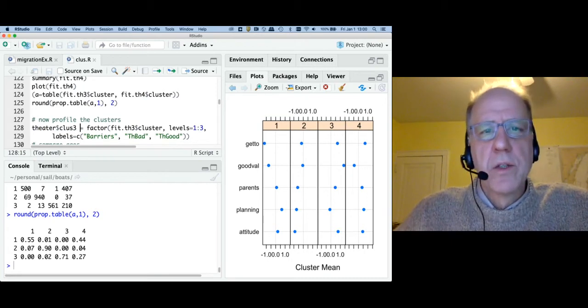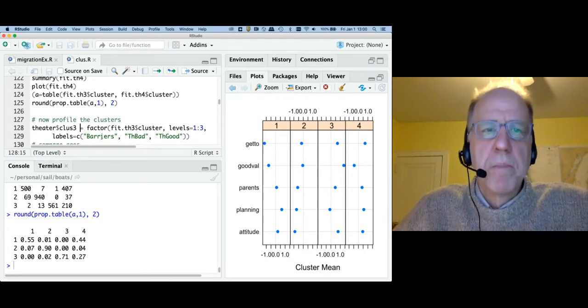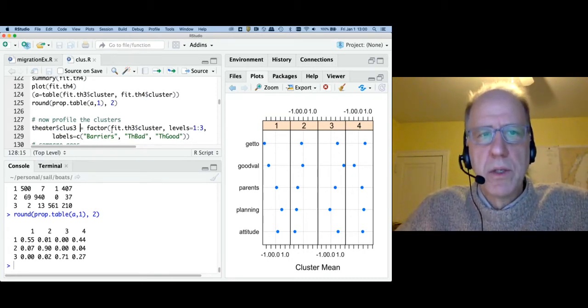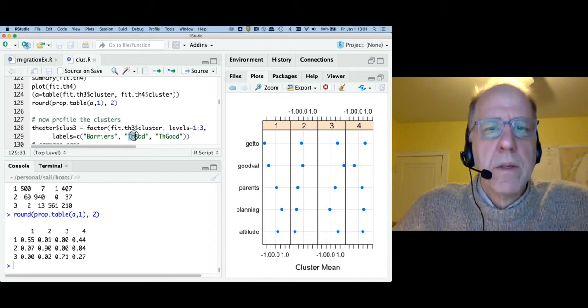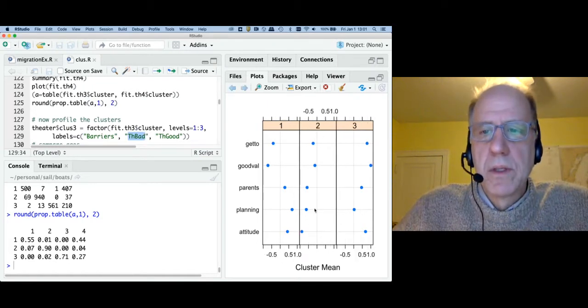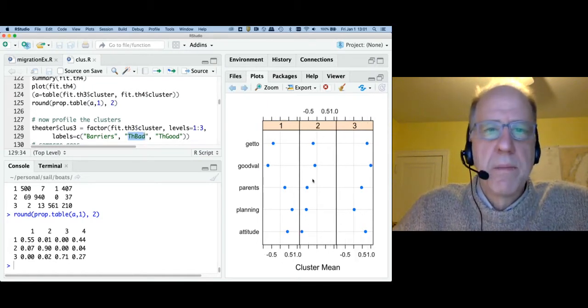One thing I like to do is to assign some meaningful names to these clusters. So I'm going to make a factor variable. The first cluster, let's just call those the barrier group. TH bad is theater bad. That was that group that was pretty negative. That's this second cluster right here that just has a bad attitude overall. And theater good is going to be the third cluster.